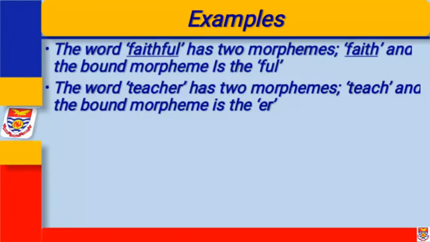Let's look at some examples of the bound morpheme. The word faithful has two morphemes, which is faith, and the bound morpheme is ful, that's F-U-L. The word teacher has two morphemes: teach, and the bound morpheme er.